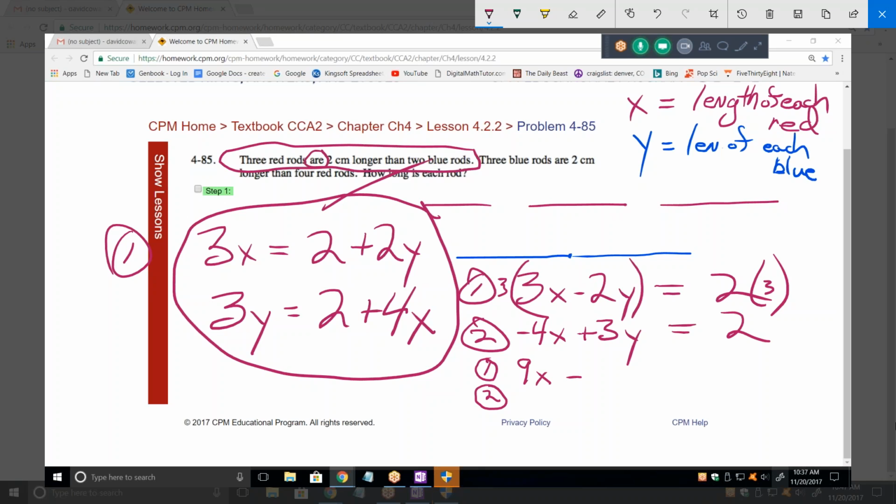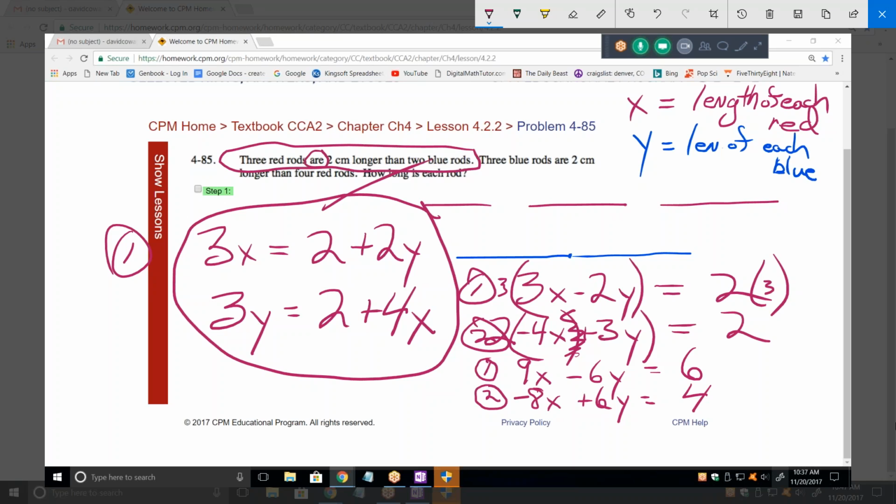Minus 6y equals 6. And now the second one, what do I want to multiply it by? 2. So it would be negative 8x plus 6y equals 4.